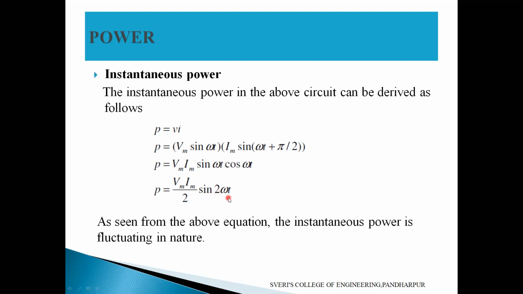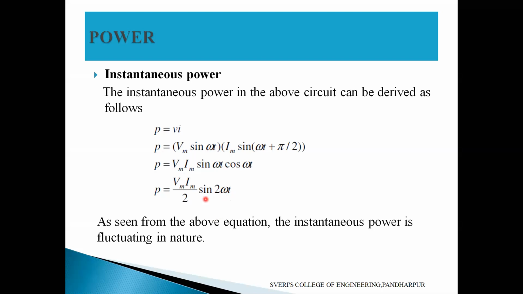At 90 degree, 90 into 2, 180. Sin 180 equal to 0. So again for the 90 degree it will come back to 0 here. Next 135. 135 into 2, 270. Sin 270 equal to minus 1. So at 135 degree we are going to get the negative peak value here now. So 180 into 2, 360. Sin 360 equal to 0.